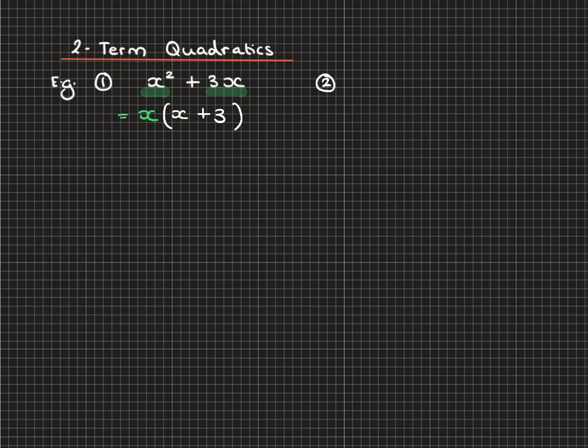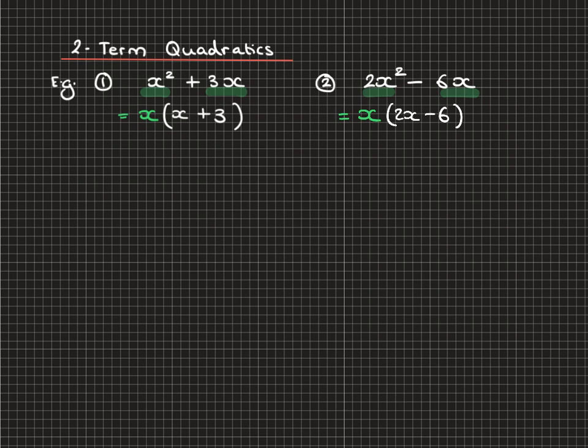Let's take a look at another example. 2x squared minus 6x. It's quadratic, and there's a coefficient of 2 in front of the x squared term, but as with the previous example, both terms have a common factor of x. And this common factor of x can be taken out of a bracket like this, leaving you with 2x minus 6. But is that a true factorisation?